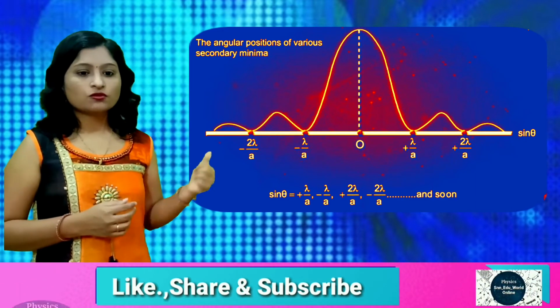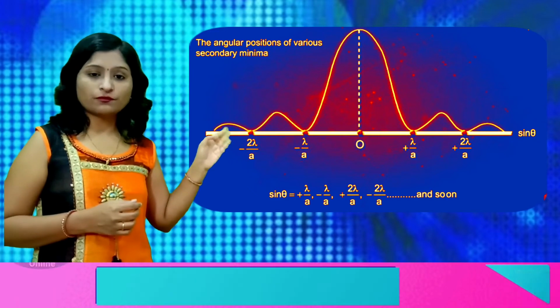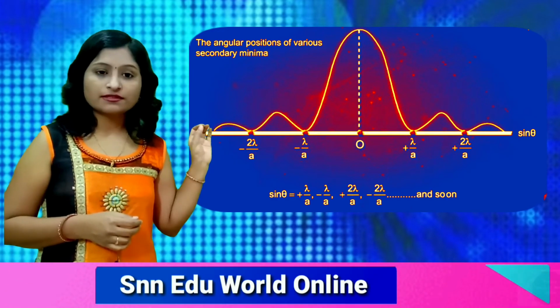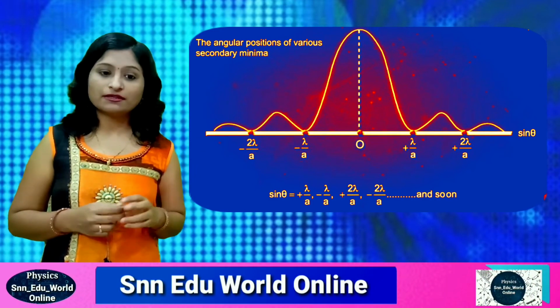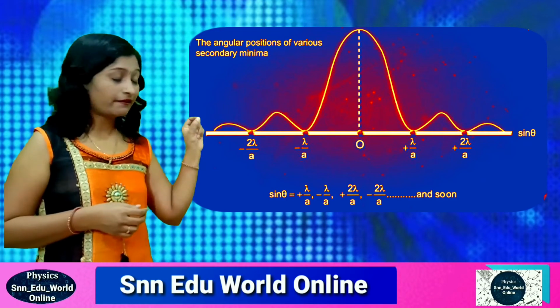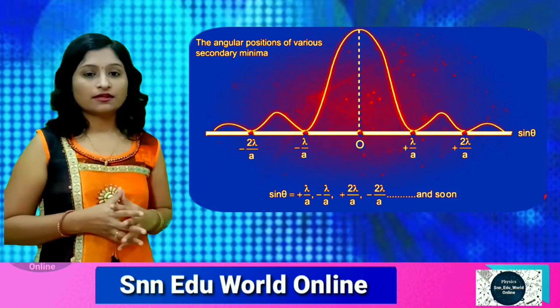Now see here, graphically we have represented how we can get the diffraction pattern, or the intensities of the diffraction pattern. Here are the minima positions for the diffraction pattern. The angular positions of the various secondary maxima and minima are represented here, and I have highlighted the minima points also, that is the lower points of the graph.